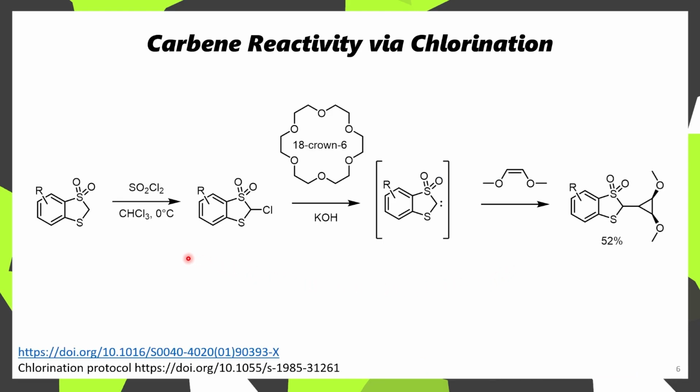Another cool thing that you can do is if you take that monosulfone, you can then chlorinate the alpha position using sulfuryl chloride, which is a more convenient version of chlorine. Then, once you have this monochloro product, using potassium hydroxide and 18-crown-6, it's sufficiently acidic at that position to form the corresponding carbene.